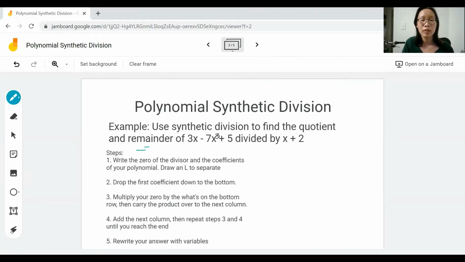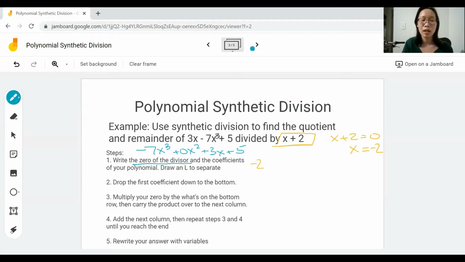I'm going to rewrite my dividend in standard form so that I have it for reference. And the first thing we're going to do is write the 0 of the divisor and the coefficients of the polynomial. So the 0 of the divisor is the value that makes x plus 2 equal to 0. So I set it equal to 0 and I solve for x. If I take 2 from both sides, I find that x is equal to negative 2. So the 0 of my divisor is negative 2.